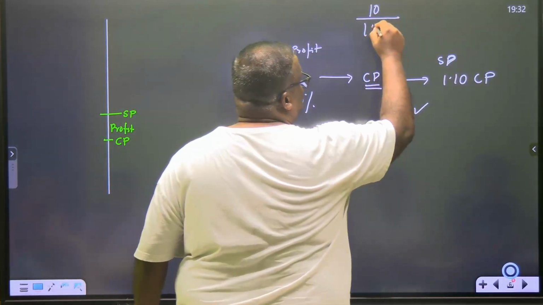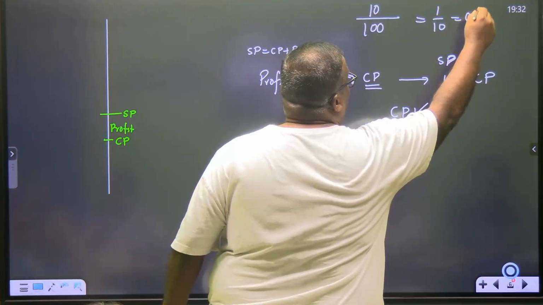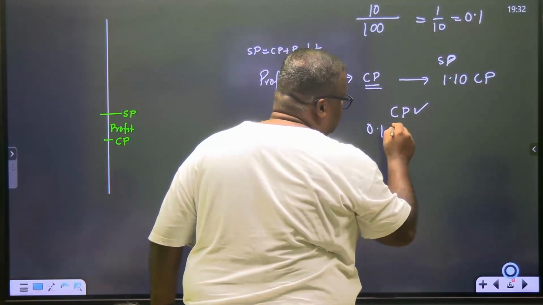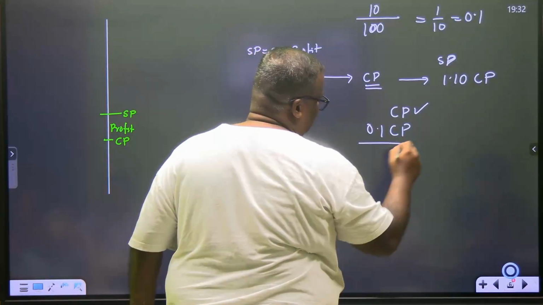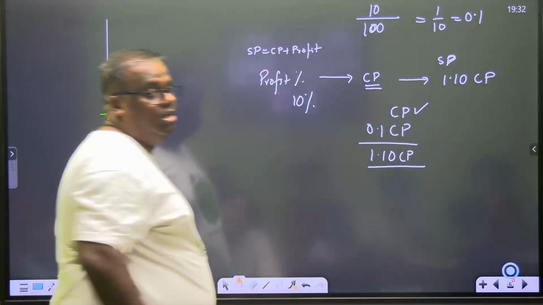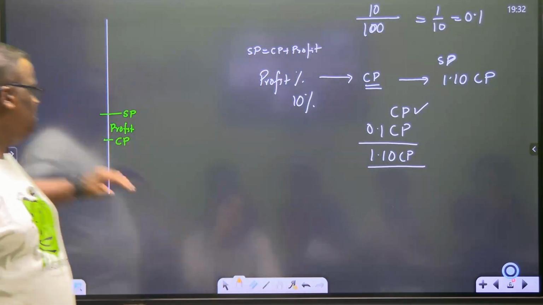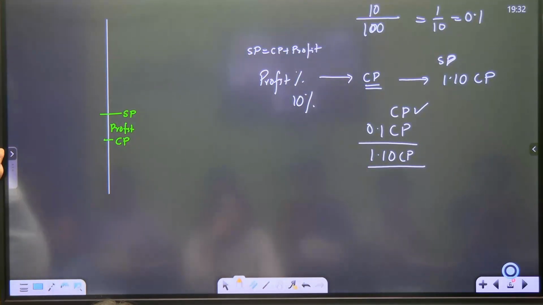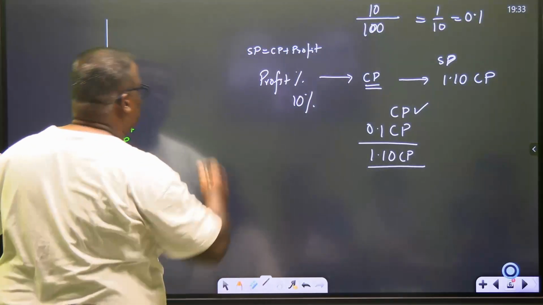10% is equal to 1/10, which is 0.1. So I will recover another 0.1 of CP. So net I am selling at how much? Net I'll be selling it at 1.10 times of CP. Faster calculation. Understood? This becomes my selling price. Right? Okay. Next calculation.